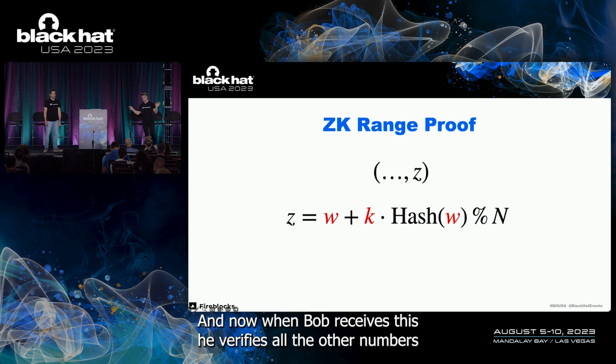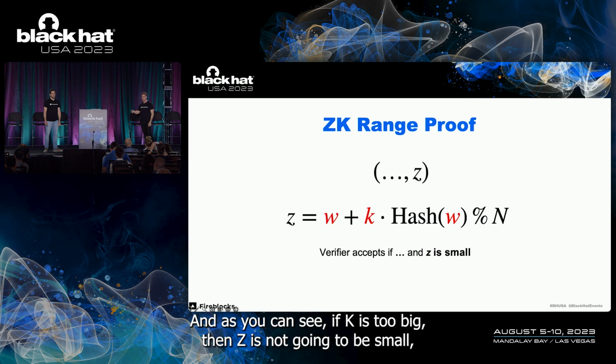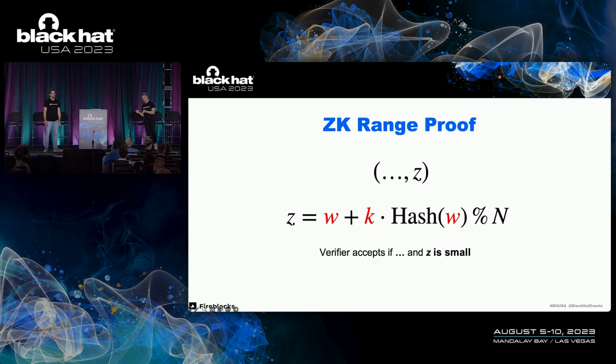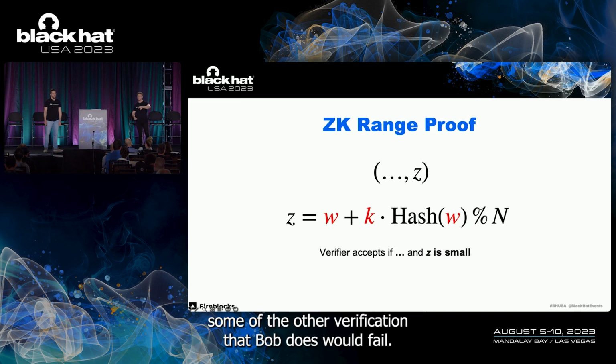everything modulo n. Now, when Bob receives this, he verifies all the other numbers that are not relevant for the attack, and also makes sure that z is small enough. And as you can see, if k is too big, then z is not going to be small, so it will fail the range proof. I want to emphasize that Alice has to adhere to this formula of calculating z, because if she doesn't, some of the other verification that Bob does would fail.